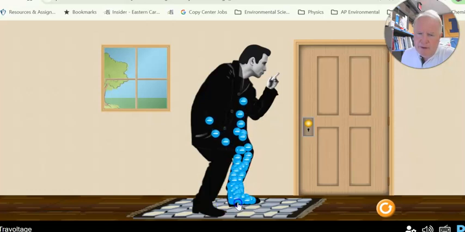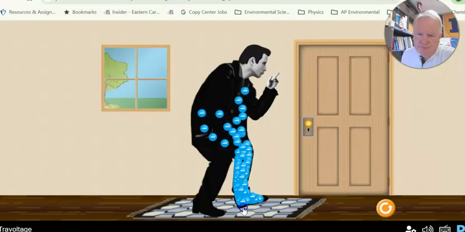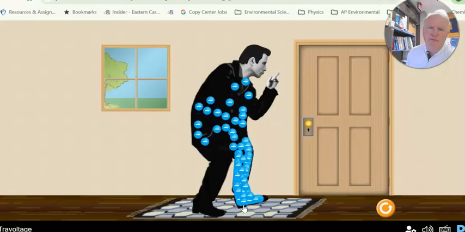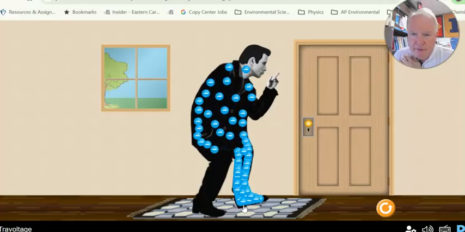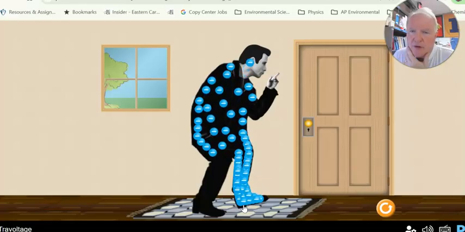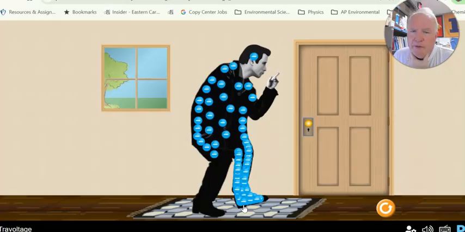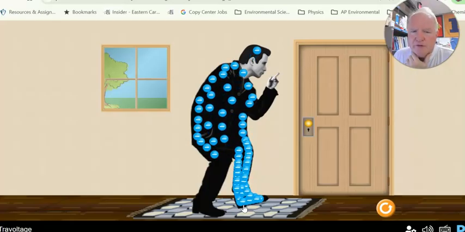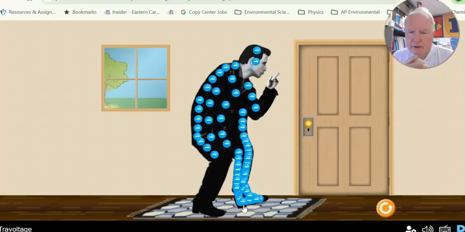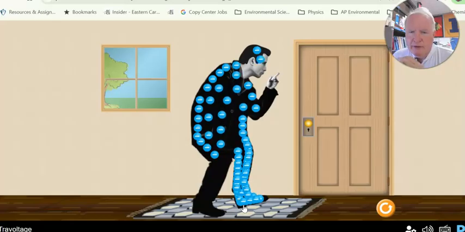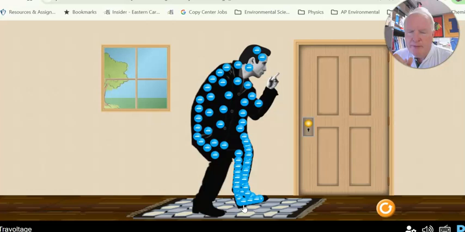And so the one thing that's a little bit strange about electrons is because they're all negatively charged, they don't want to be anywhere near each other when there's too many of them. And so you can see as we built up electrons on this John Travoltage right here, that they all spread out. So they're spread out all over his body, and we'll see that again in another example. So we see that his body now has built up an electric charge of negative charges.